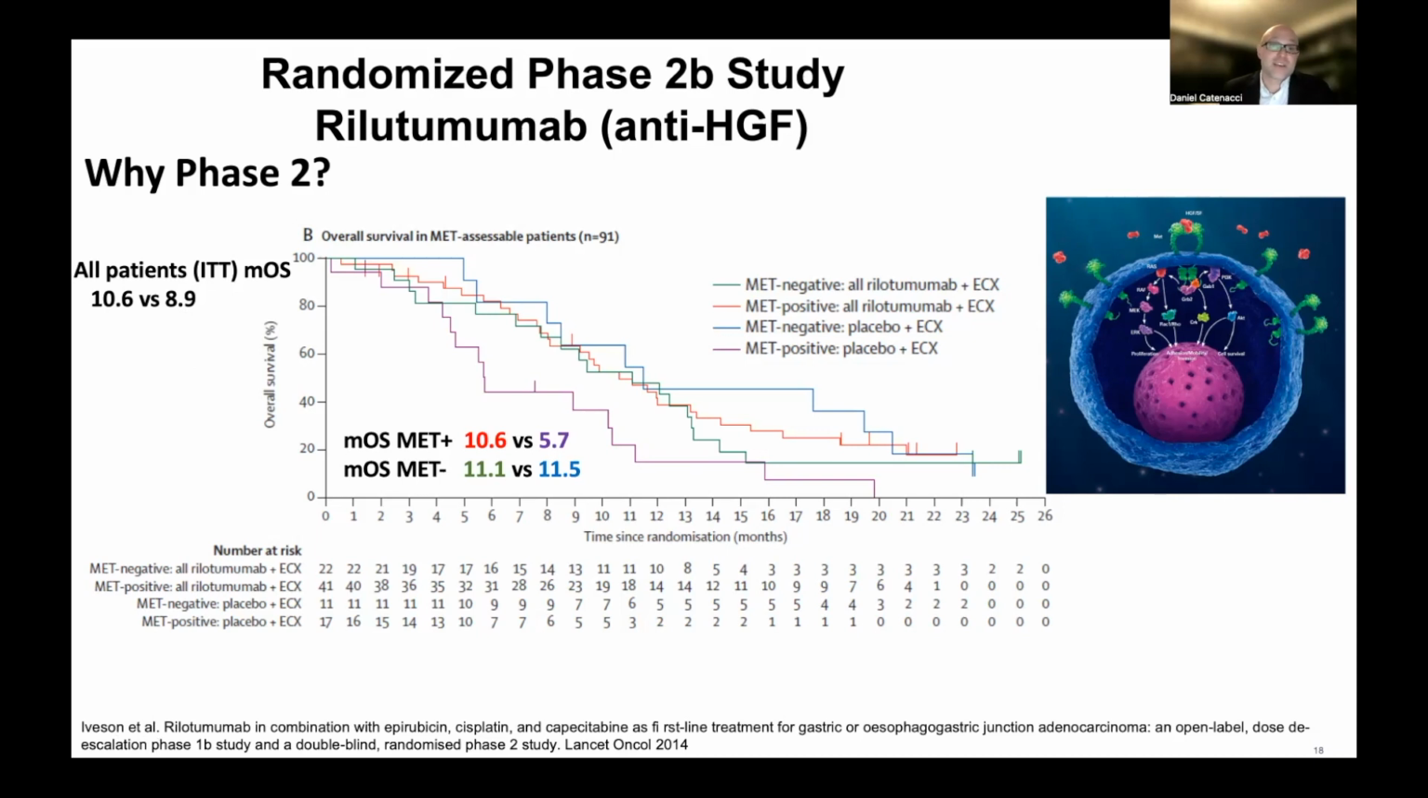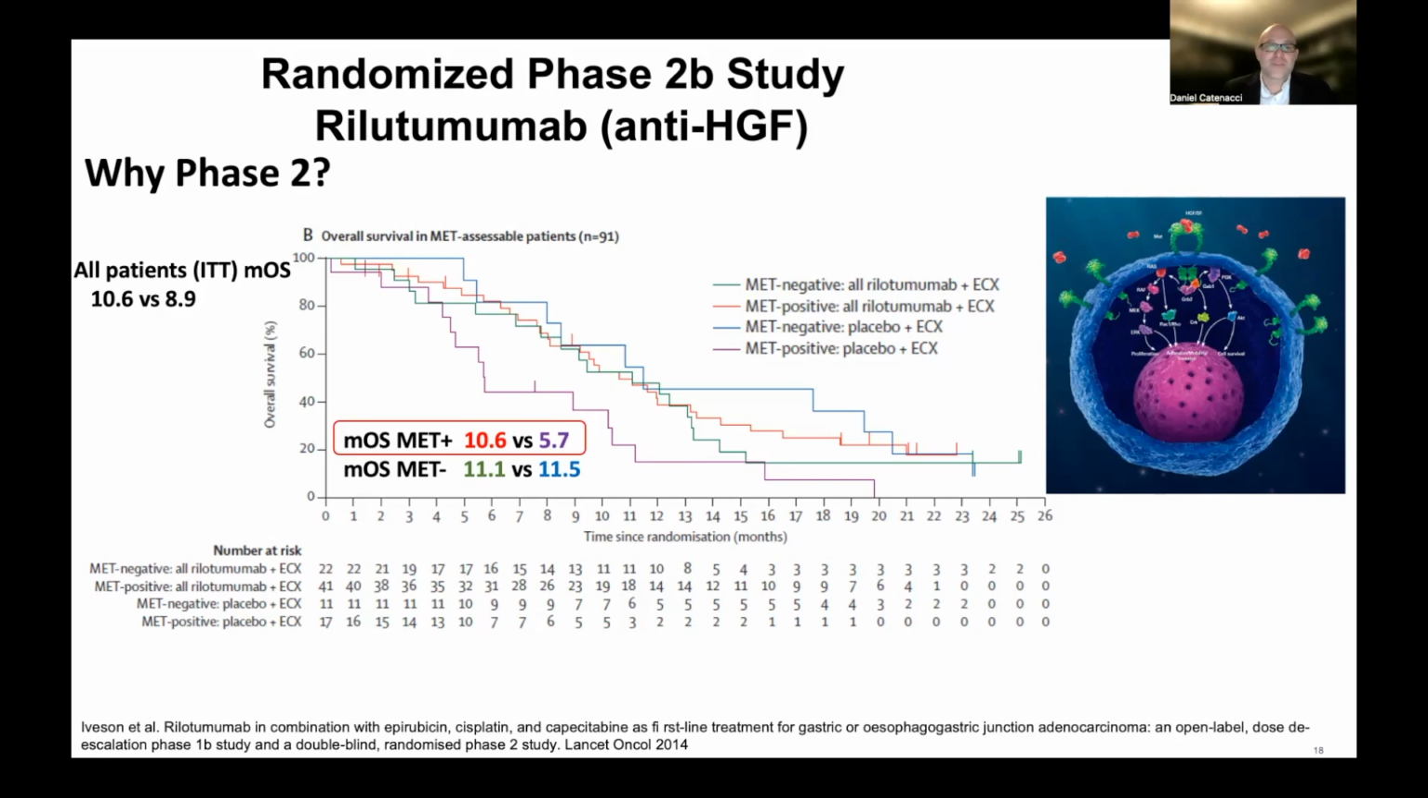And so you can see here that patients who were MET negative, their tumors did not have overexpression of MET. There was really no difference. In fact, they did a little bit worse than the control arm, whereas rilotumumab seemed to improve over the control in the MET positive tumors. So this is what led to a phase 3 study for only MET positive tumors. So from a phase 2 study, the biomarker refinement story and concept is re-emphasized.